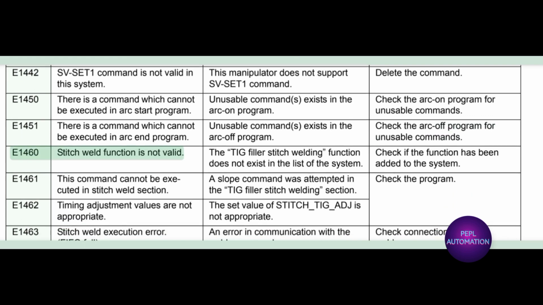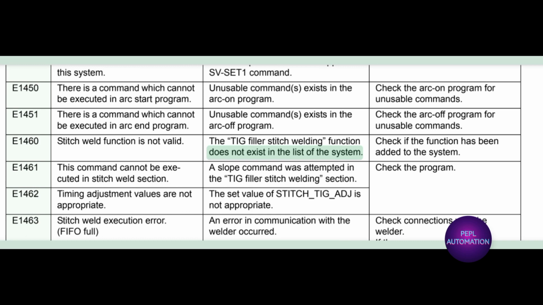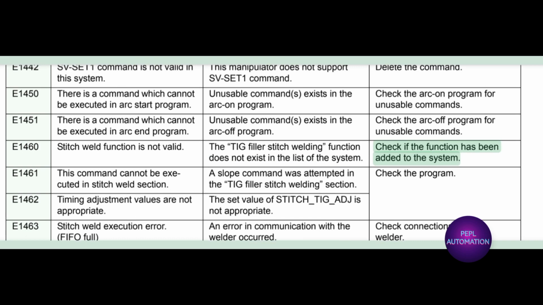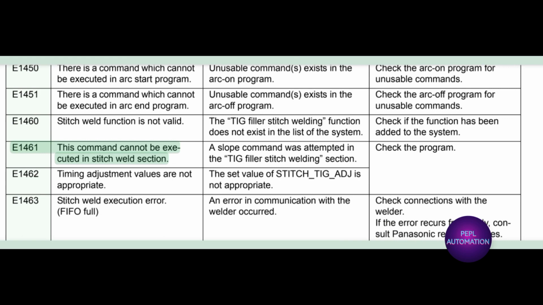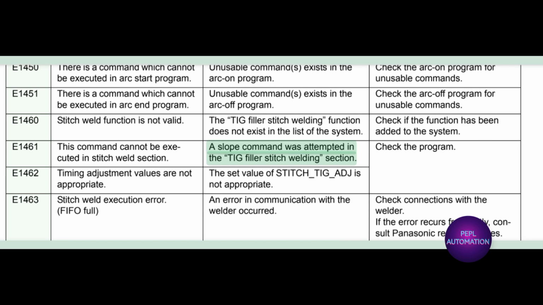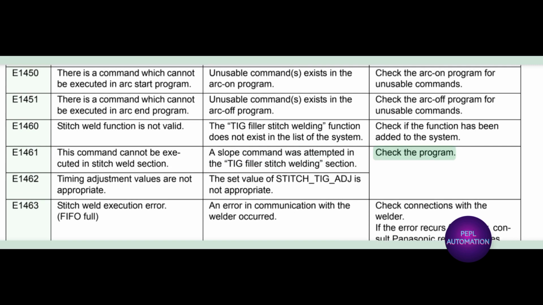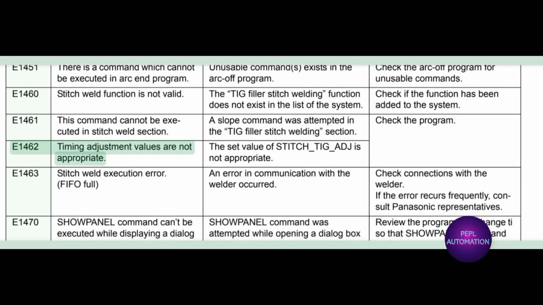E1460 stitch weld function is not valid. The TIG filler stitch welding function does not exist in the list of the system. Check if the function has been added to the system. E1461 this command cannot be executed in stitch weld section. The slope command was attempted in the TIG filler stitch welding section. Check the program. E1462 timing adjustment values are not appropriate. The set value of stitch_TIG_adjust is not appropriate.